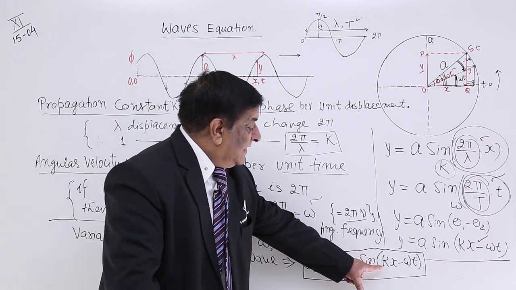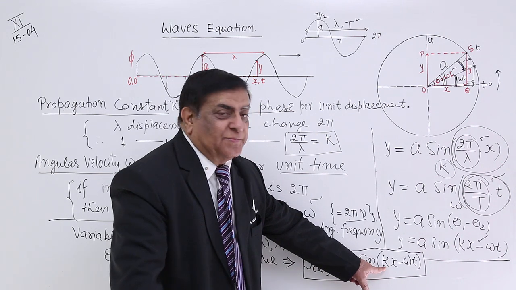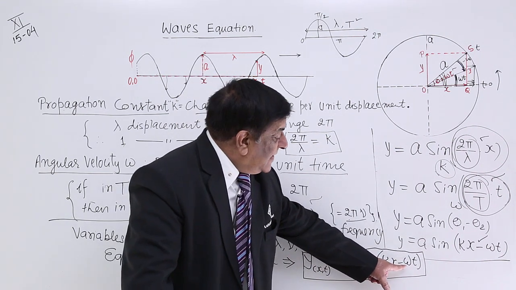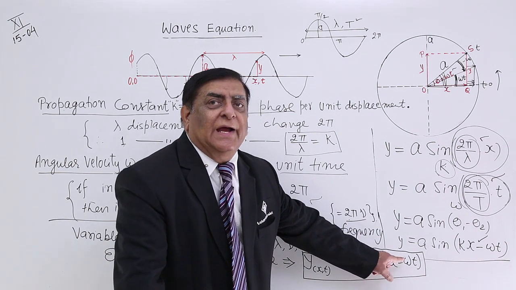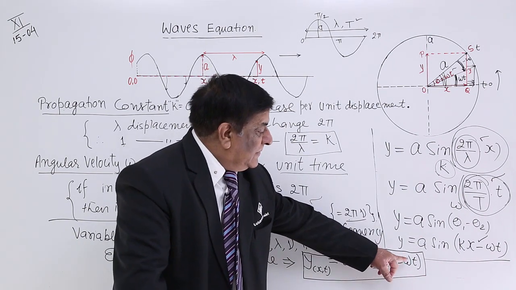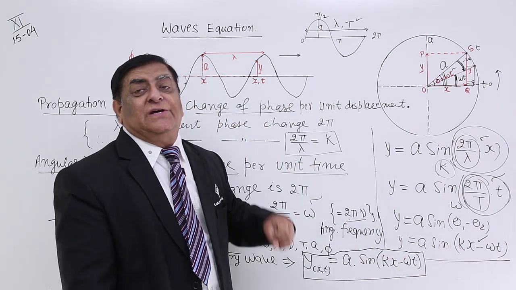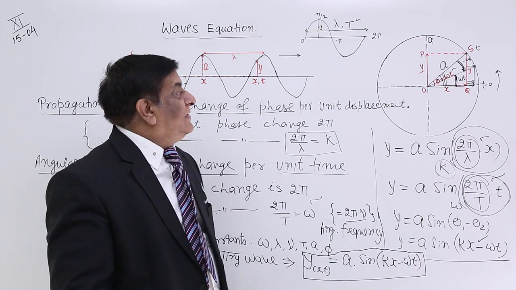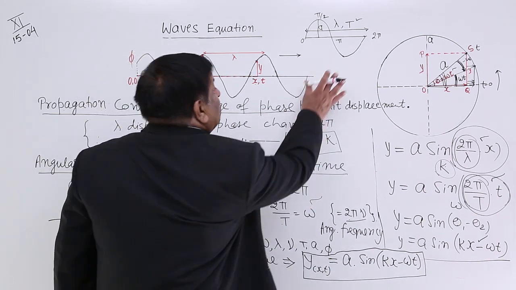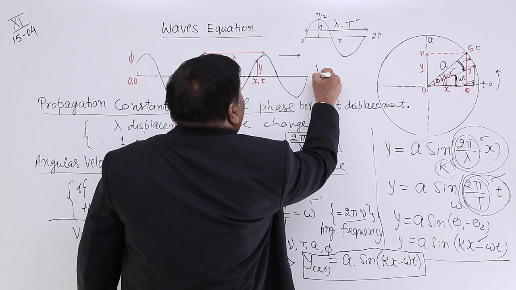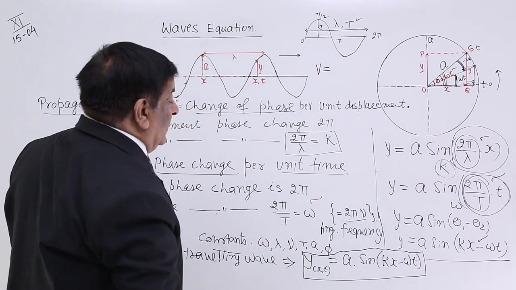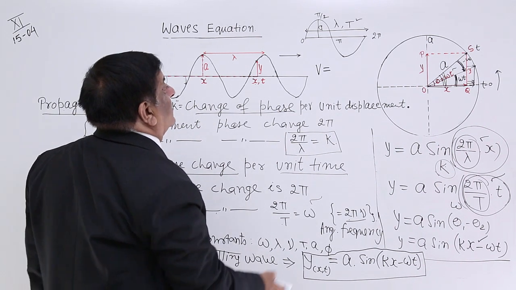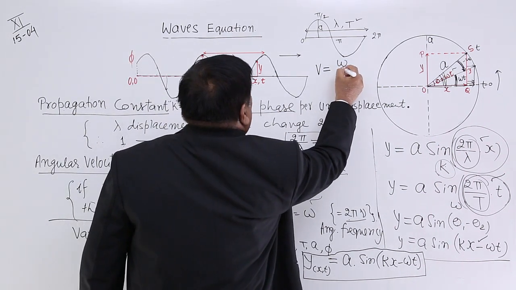Lambda we will get from here, because this is 2 pi upon lambda. This value gives us frequency, because this is 2 pi nu, and this gives us time also. Then it gives us velocity also. How does it give velocity? The velocity of the wave, we know it is equal to lambda into frequency. So, here we get it omega upon k.